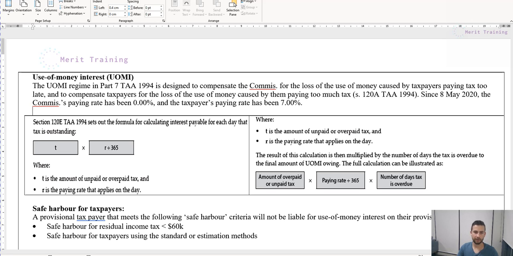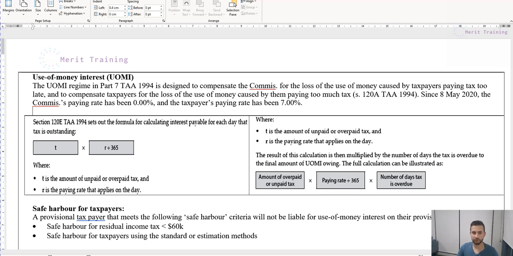Well, to counteract that, there's the use of money interest regime in Part 7 of the Tax Act 1994. And this is basically designed to compensate the Commissioner for the loss of money caused by taxpayers paying tax too late. So what it does is it effectively charges an interest rate of whatever the rate is at the time. In this case, it's 7%, to make up for the fact that the taxpayer's been using that money.